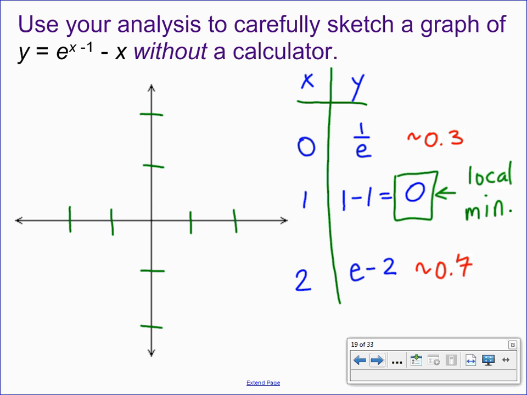So at x equals 0, we have a regular function value. It's not a point of inflection. It's not a local max or min. It's just a data point to help us with our sketch. So at x equals 0, we're at about 0.3. So that would be about here. Yeah? At x equals 1, we have a local minimum. So we're changing direction there, switching from decreasing to increasing. At x equals 1, comma 0 is a local minimum. At x equals 2, y equals about 0.7. So I'm going to go ahead and include that here, and that's about here.